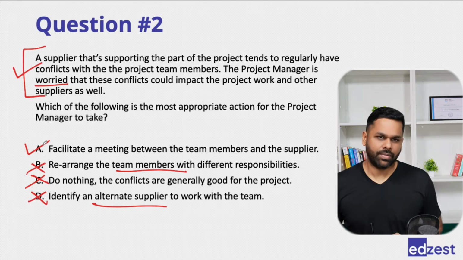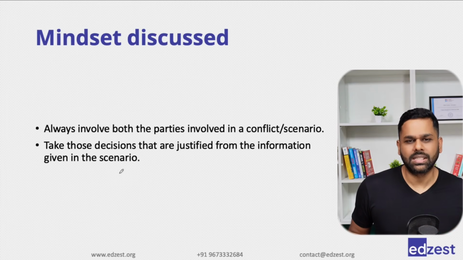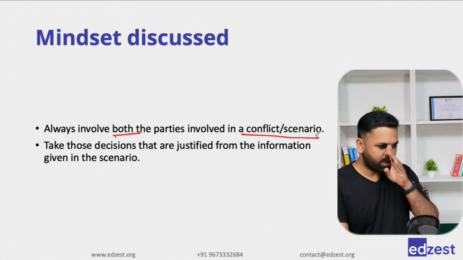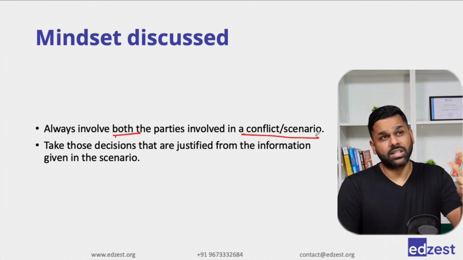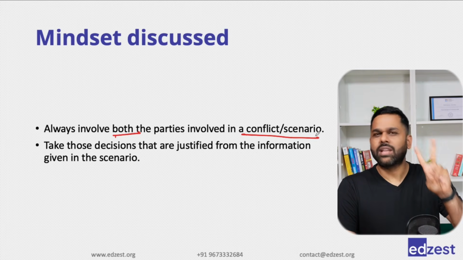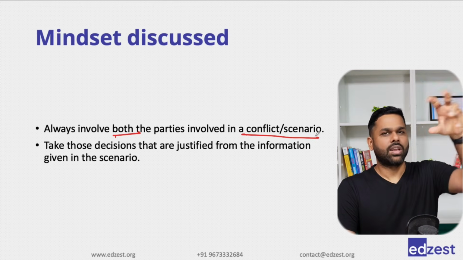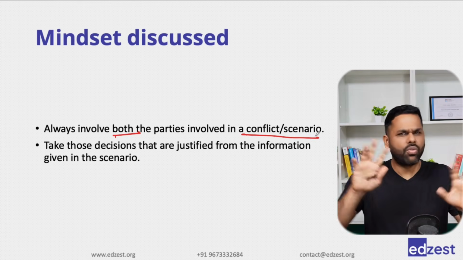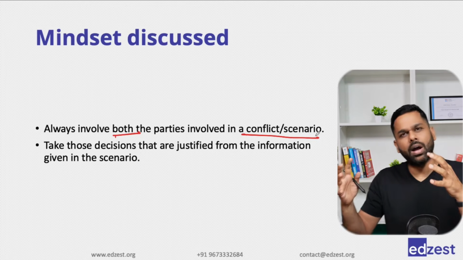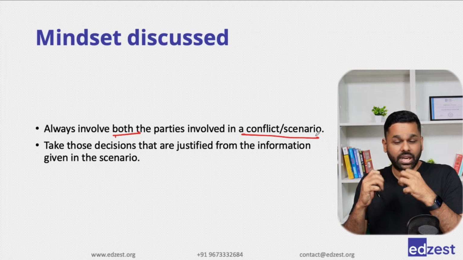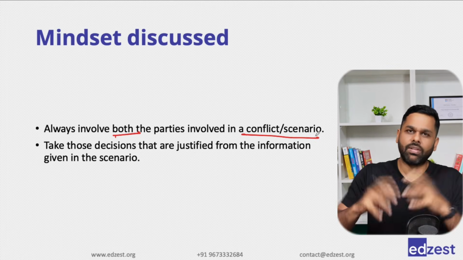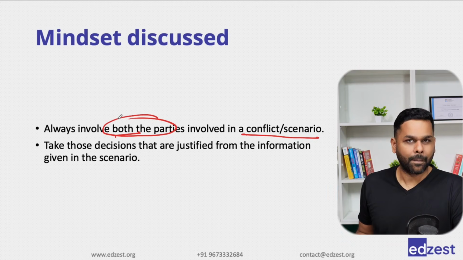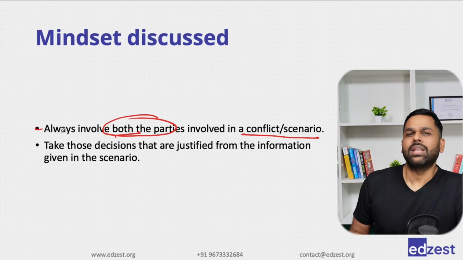So there are two things which are very, very important to learn from this question. One is that always involve both the parties when they are involved in a conflict or a scenario. Whether it is a conflict, whether it's a problem, whether it's a recommendation, solution, suggestion, request. If two parties are involved, two parties means stakeholder and team, stakeholder and project manager, supplier and team, supplier and project manager and the sponsor, whoever it is. So if two people, two groups are involved in something and you are trying to take a decision within that, try to always involve both the parties. You cannot side with one party alone.